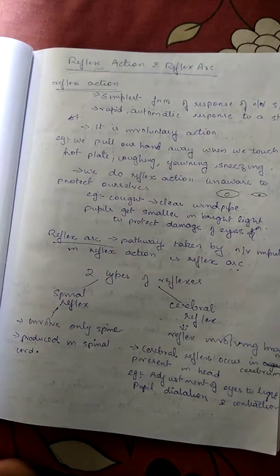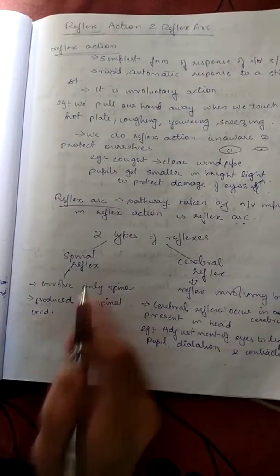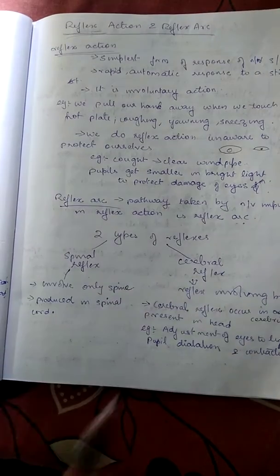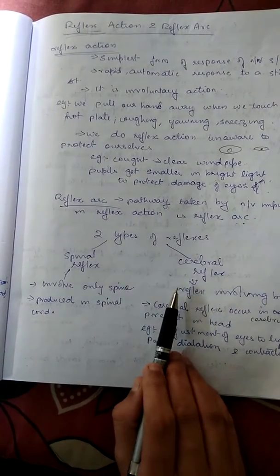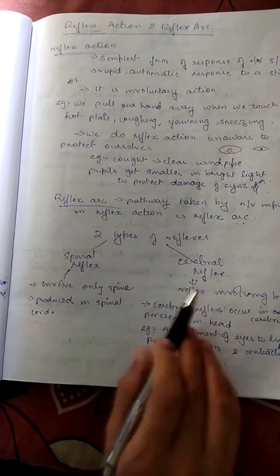Now how does the reflex action work? Basically, there are two types of reflex actions. The reflex action generated by the spine is known as a spinal reflex. We will get into the detail right now. And the reflex actions which are initiated by the brain are known as cerebral reflexes. We'll go into detail of these two.